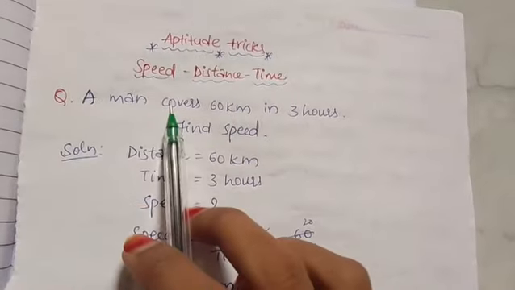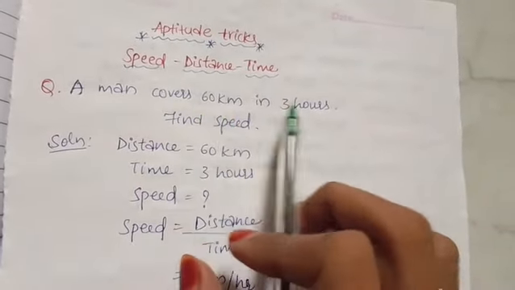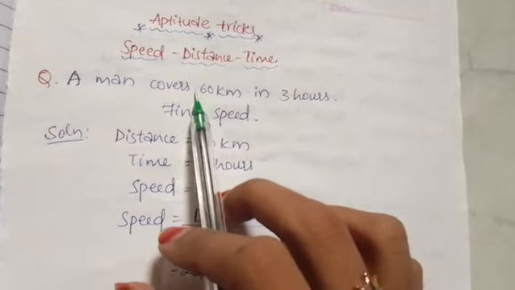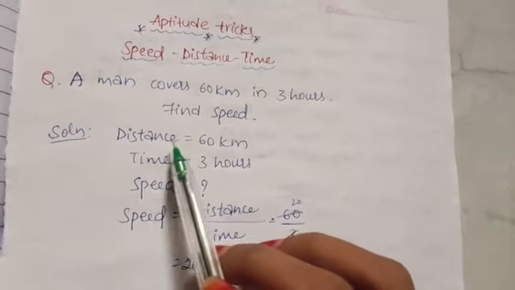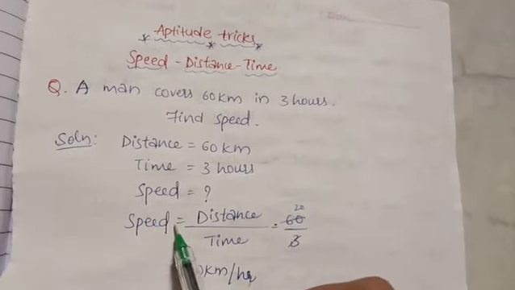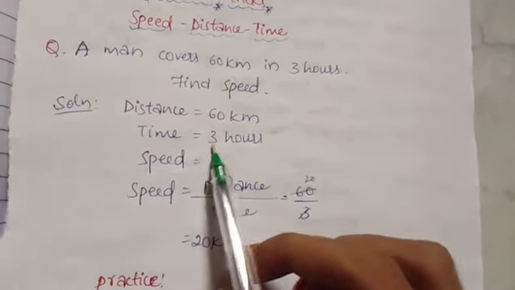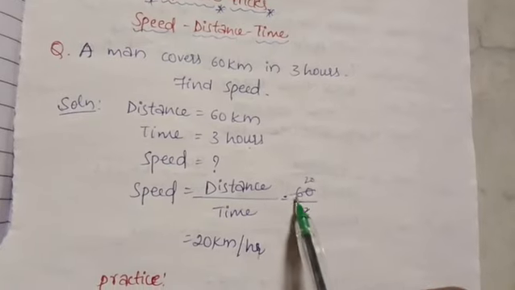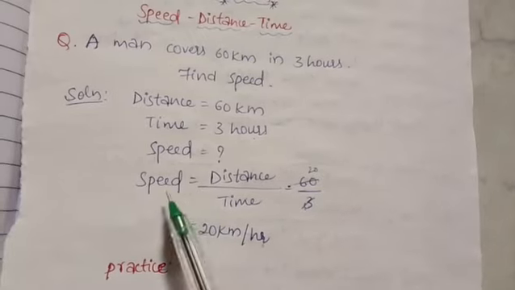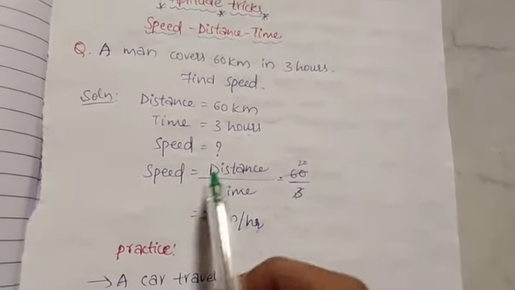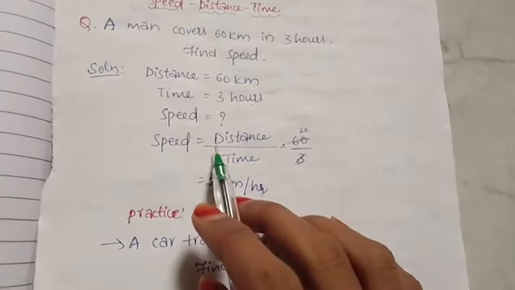And the fifth question is, a man covers 60 km in 3 hours. Find the speed. Here they have given time and the distance, that is 60 km. We have to find out the speed. We have a formula, that is speed is equal to distance by time. Here the distance is 60 kilometers and the time is 3 hours. Distance is 60 divided by time 3. We will get 20 kilometers per hour. This is the speed. Very simple, right?